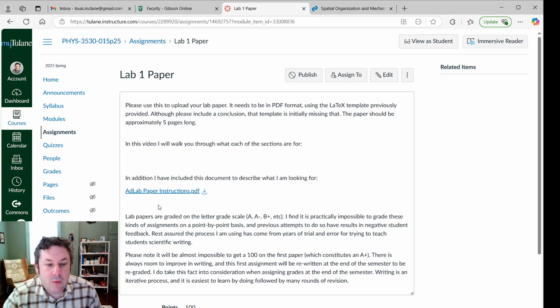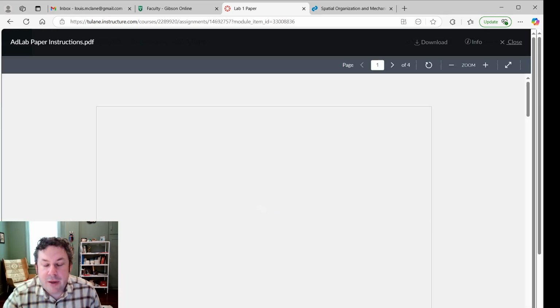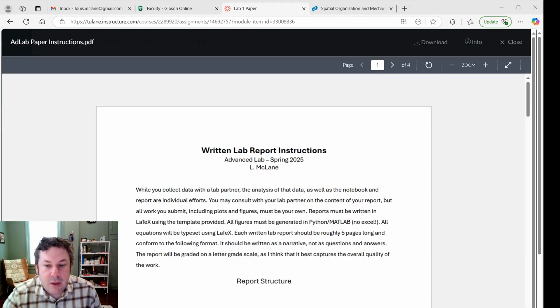What I'm going to walk you through is what I'm looking for in terms of the paper and the structure. You've already gotten familiar with using LaTeX, so you'll use that to write the paper. That already had some sections in it that you can use and some examples of equations. So let's look at the PDF that I've created for the instructions. This is the written lab instruction. I'm not going to read this verbatim because you can read it yourself, but I'll go over it in general.